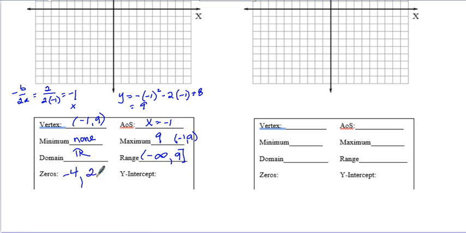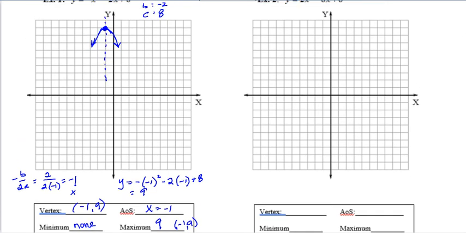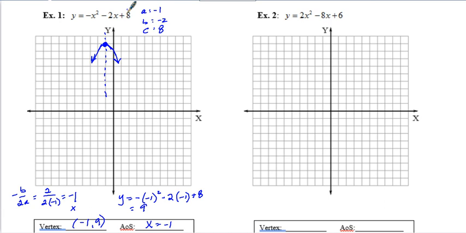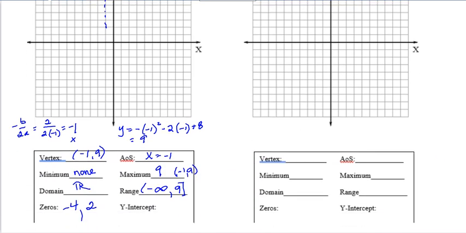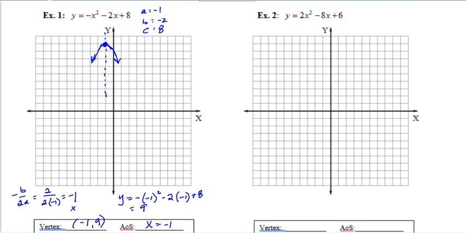So positive 2. My y-intercept can easily be found off of this form right here. It's equal to this c. So 0, c, or 0, 8 is my y-intercept. 0, 8. All right, so that's how we do those. Let's do one more like that.